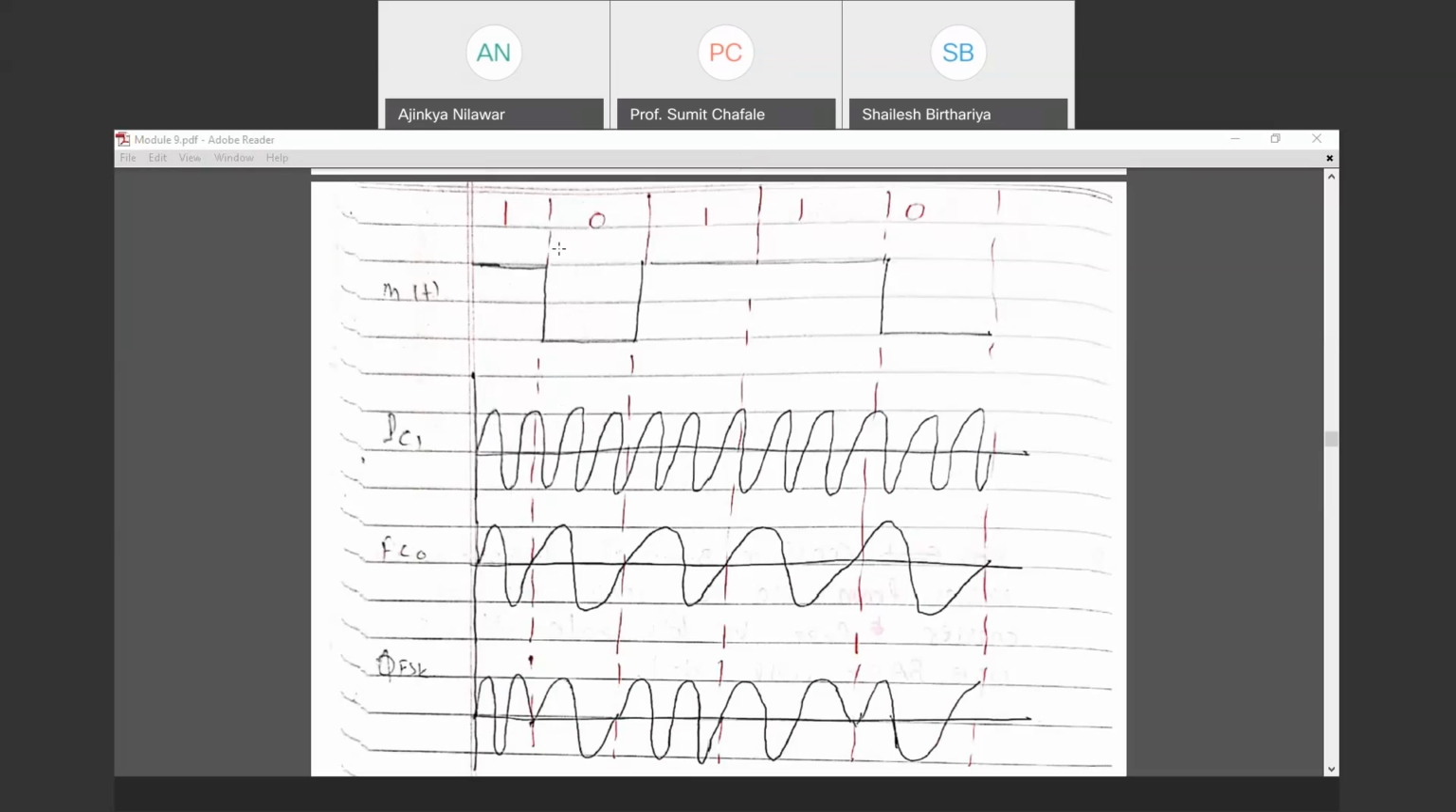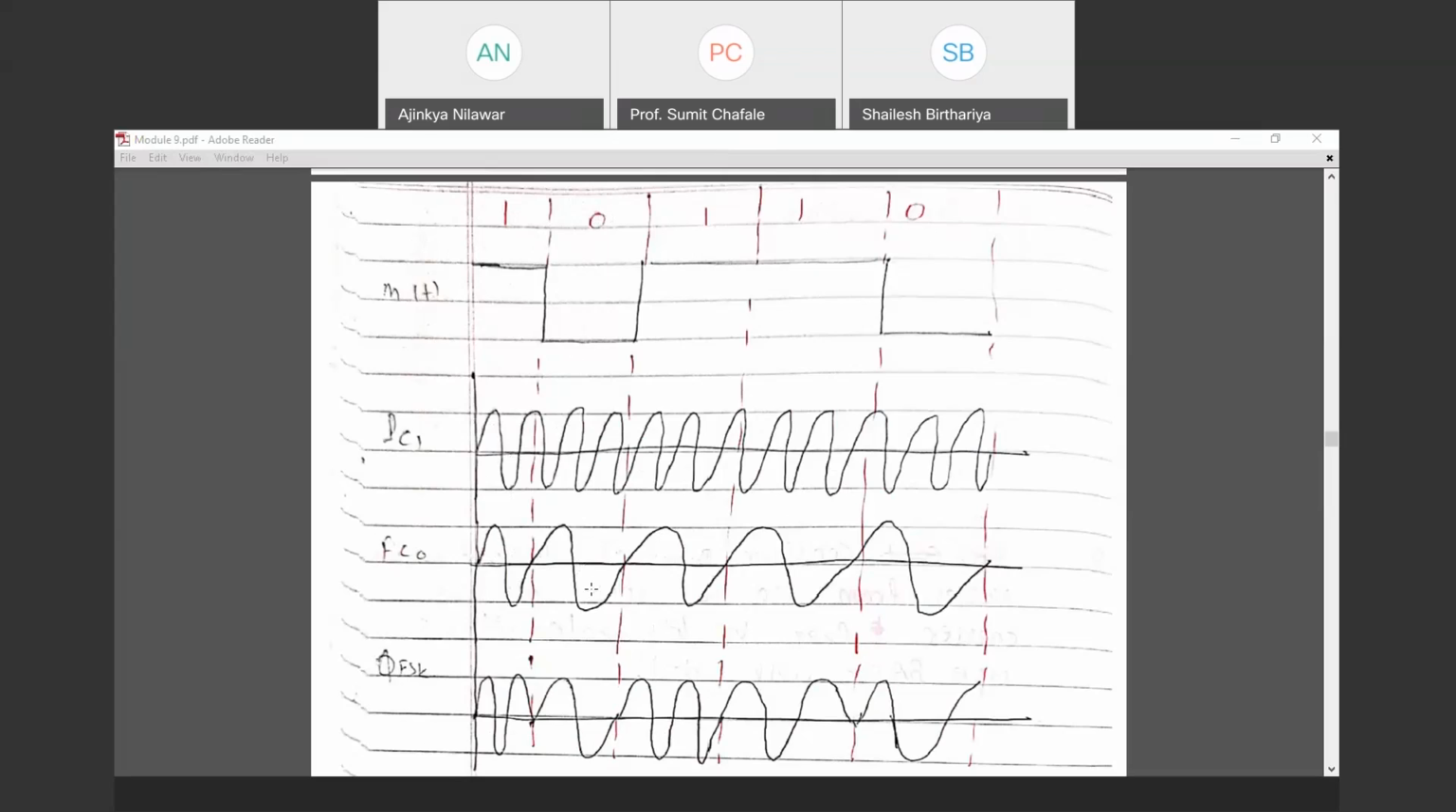Okay. So whenever data 1 is there, it will get multiplied by a higher frequency. And whenever data 0 is there, it will get multiplied by the lower frequency, right? So the multiplication by higher or lower frequency depends on the input. If the input is 1, it gets multiplied by the higher frequency. If the input is 0, it gets multiplied by the lower frequency. This is how our frequency shifted signal gets generated.